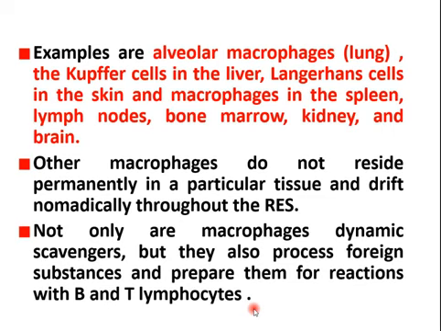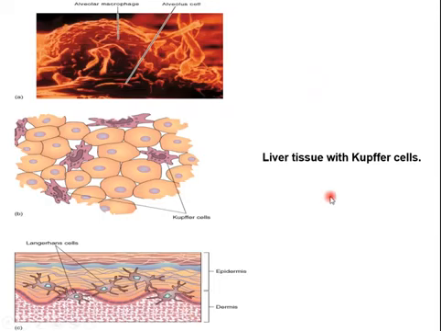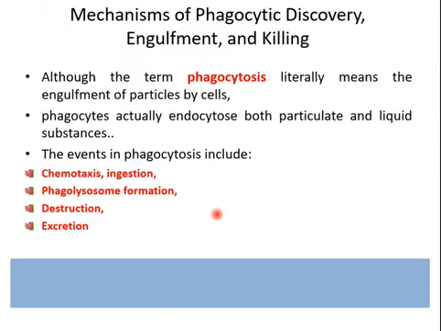Not only are the macrophages working as scavengers, but they also process foreign substances and prepare them for reaction with B or T lymphocytes. That's an example of liver tissue and Kupffer cells of the macrophages.